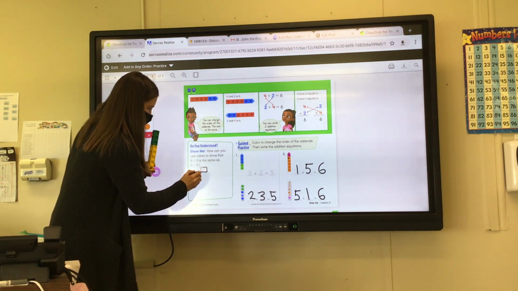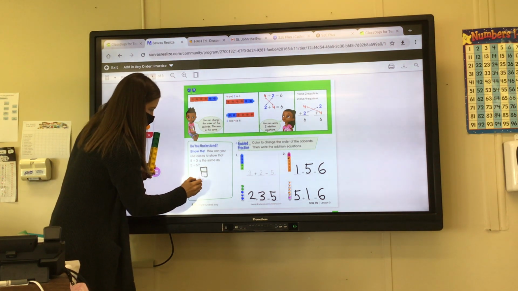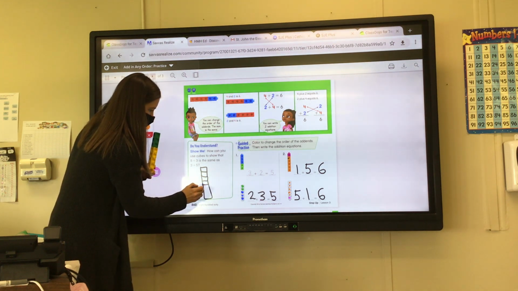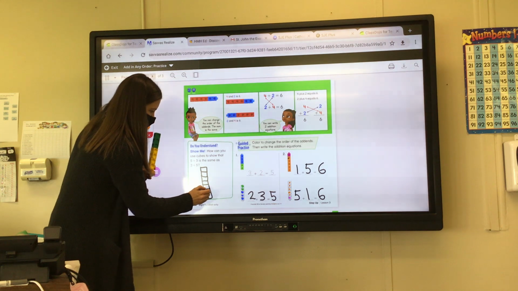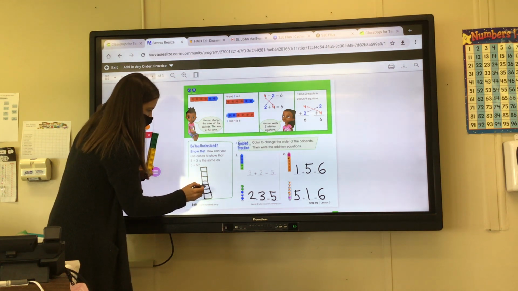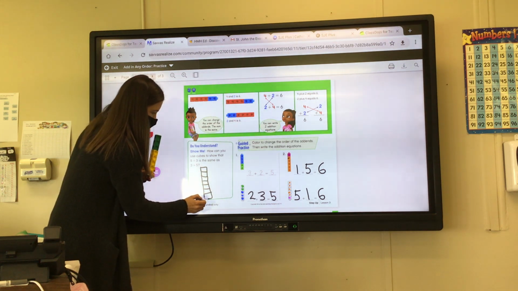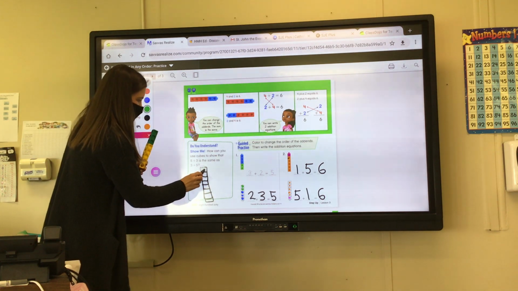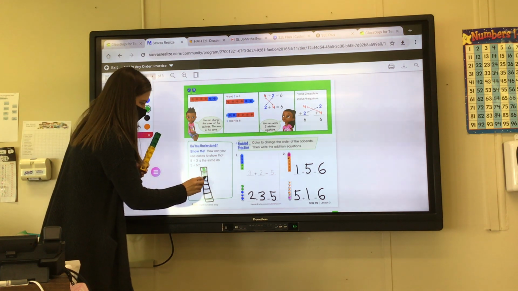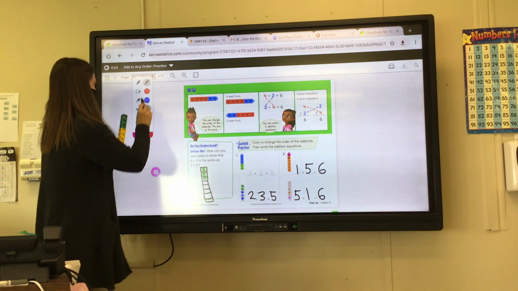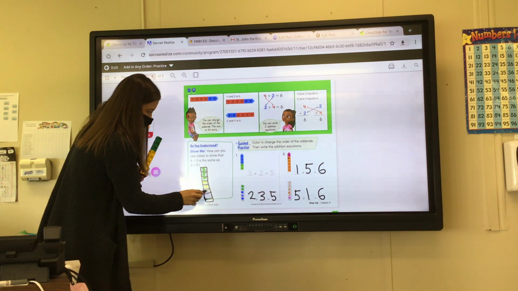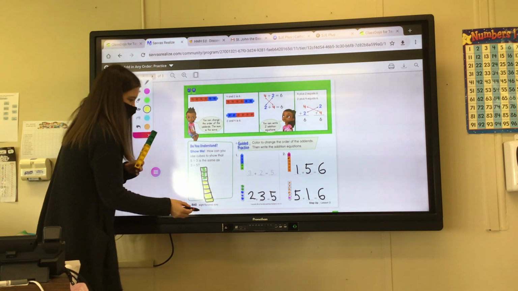1, 2, 3, 4, 5. 1, 2, 3, 4, 5, 6, 7, 8. And you can make 3 green and 5 yellow. 1, 2, 3, 4, 5.